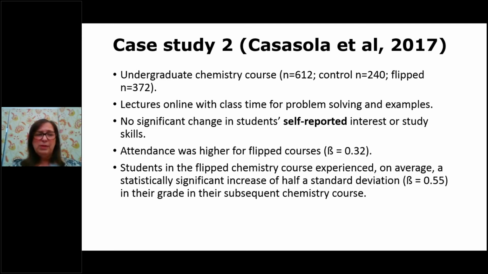One of the aims of the study was to identify whether flipped teaching impacts student interest in a subject or improves study skills. Now, the way they chose to assess that was through self-reporting. So interestingly, the students did not report a significant change, actually. However, attendance was higher for the flipped course, which would demonstrate that there was a higher sense of engagement. Results were higher. There was a statistically significant increase in the grades, but for the subsequent chemistry course. So this is demonstrating that there's a longer term learning effect that's happening there as well.